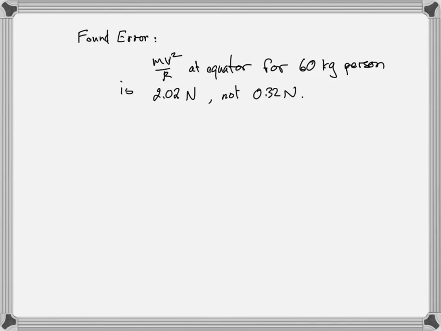Hello, somebody found an error in my lecture. mv squared over r at the equator for a 60 kilogram person is 2.02 newtons, not 0.32 newtons. Doesn't change the conclusions, but it's a good error to catch.